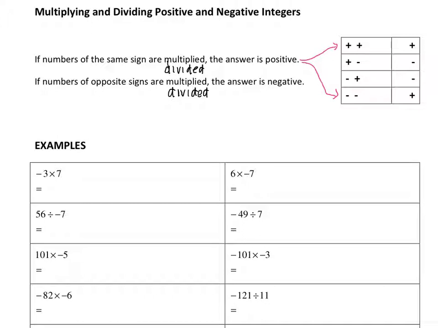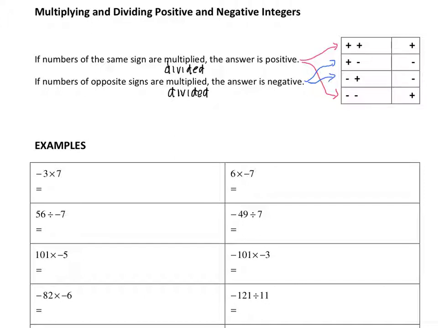Now what happens if the two numbers are of different sign? If the numbers are of opposite signs and they are multiplied or divided, the answer is negative. So a positive number multiplied by a negative number will give a negative answer. A negative number multiplied or divided by a positive number will give a negative answer. So let's do that in blue. So that is that one and that one.